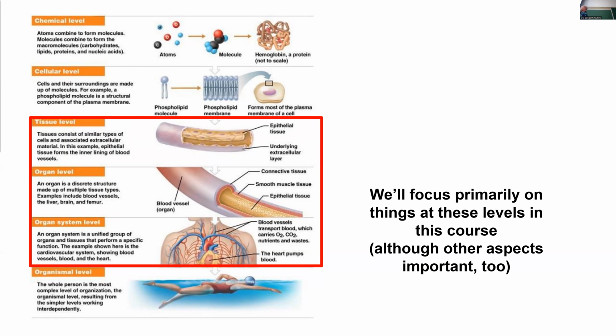And also at the organismal level, we're not going to cover that too much either. That's looking at the whole performance of the integrated individual. So that would be more when you get into something like exercise physiology, how all these structures of the body can help a person run faster or swim faster or play field hockey better or whatever. So we will be focusing on the tissues, organs, and organ systems.